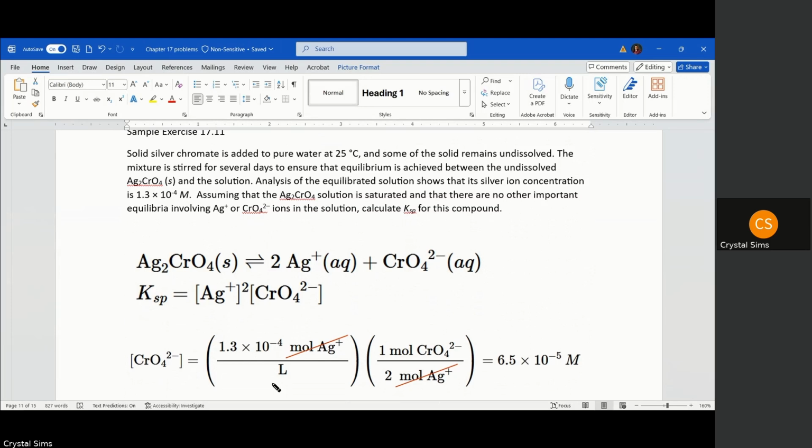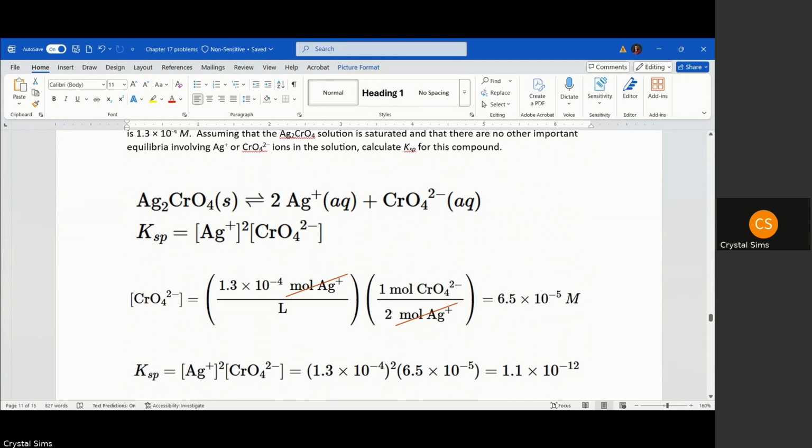Well, we have silver. It was given to us in the problem. We've just calculated the chromate concentration. So now we can determine KSP by plugging in these numbers. So 1.3 times 10 to the negative 4 squared, and we multiply that by 6.5 times 10 to the negative 5. So our KSP for silver chromate is 1.1 times 10 to the negative 12.